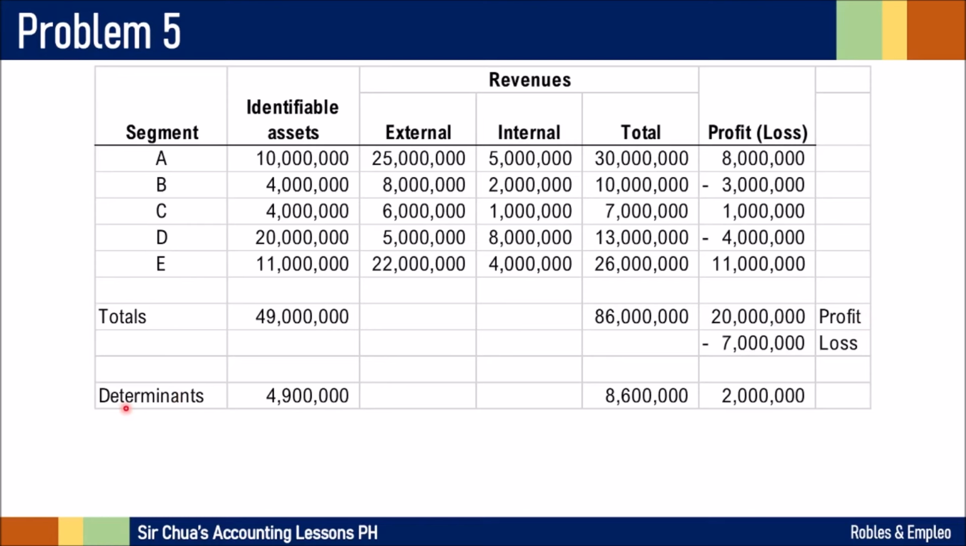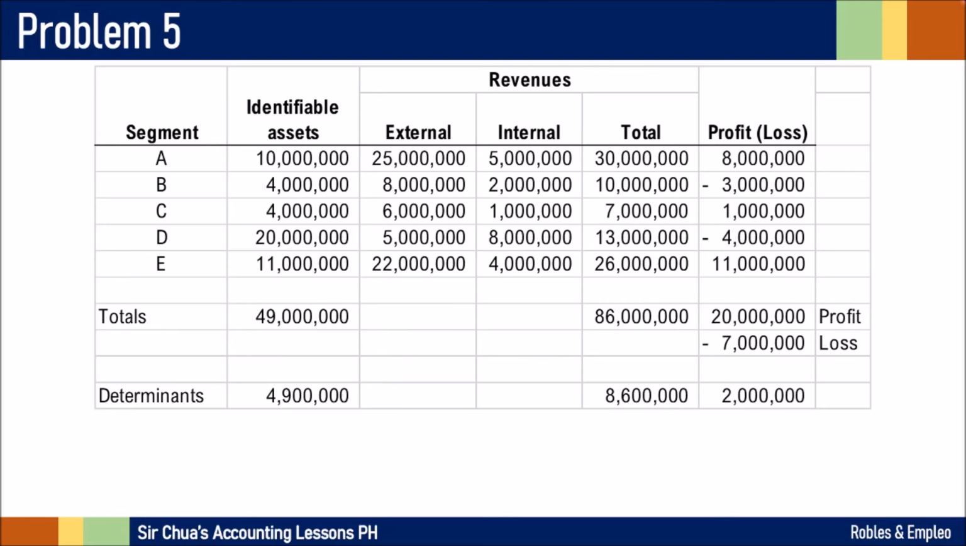Get now the 10% to serve as your determinants. So 49 million times 10% is 4.9 million. 86 million multiplied by 10% is 8,600,000, and 20 million times 10% is 2 million. Isa-isahin natin ngayon yung iyong mga segments para makita natin kung reportable ba siya or not. And let's first try these identifiable asset.